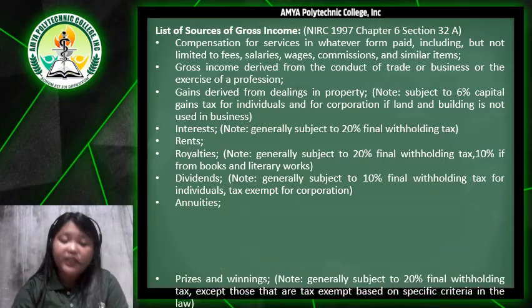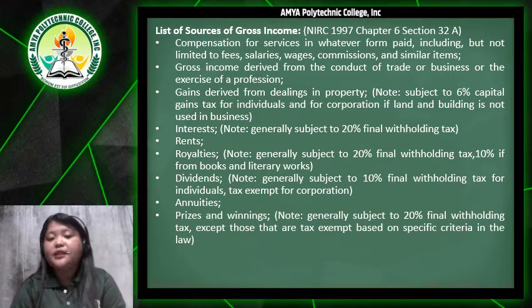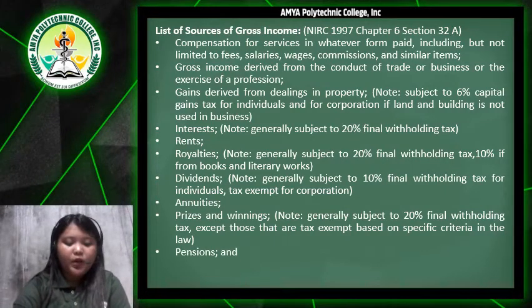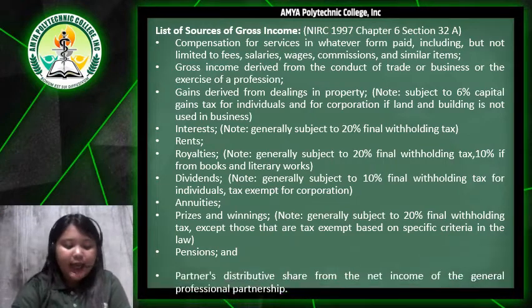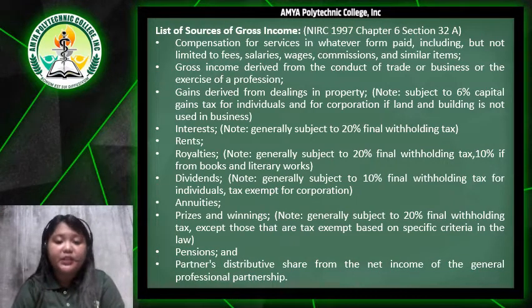We have also annuities and then prizes and winnings. So this is generally subject to 20% withholding tax, except those that are tax exempt based on the specific criteria in the law. We also have pensions. And the last one is the partner's distributive share from the net income of the general professional partnership.